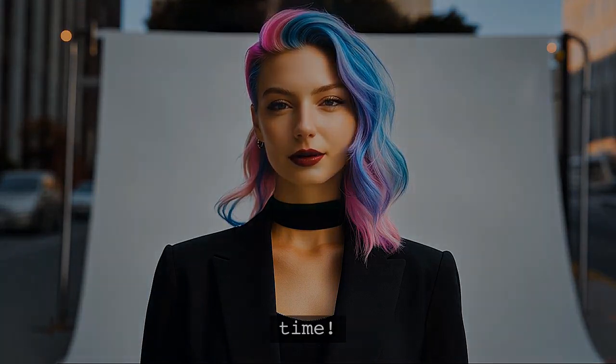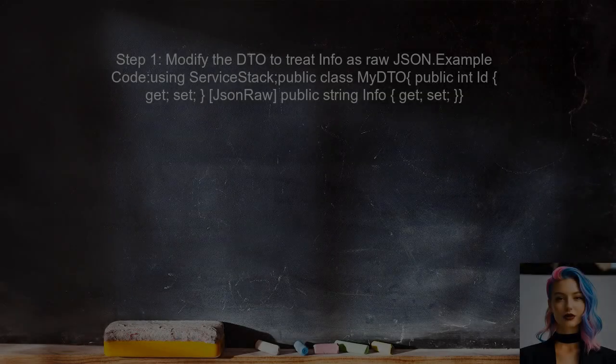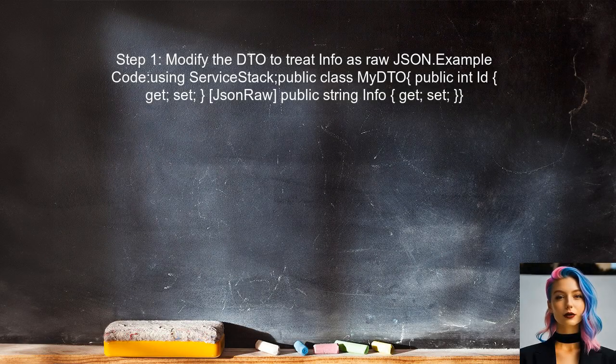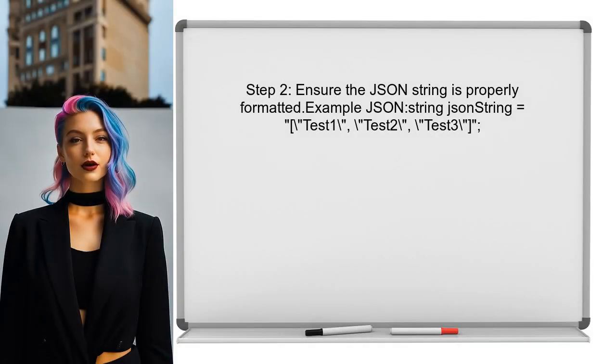To address the user's issue, the first step is to modify the DTO to indicate that the info property should be treated as raw JSON. This can be done by using the JSON raw attribute from ServiceStack. Next, the user needs to ensure that the JSON string being assigned to the info property is properly formatted. This means it should be a valid JSON array or object.